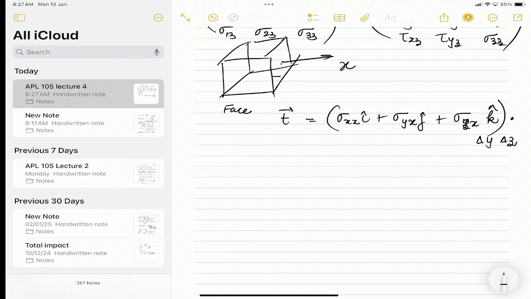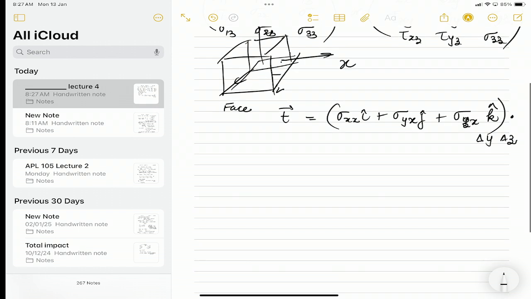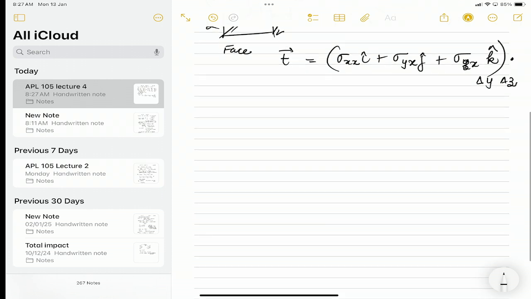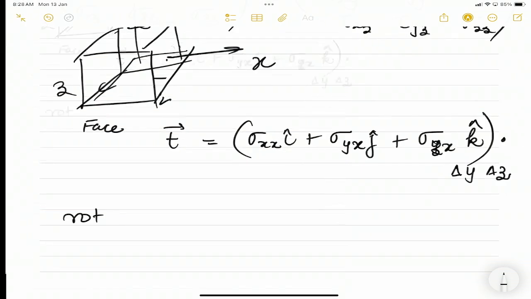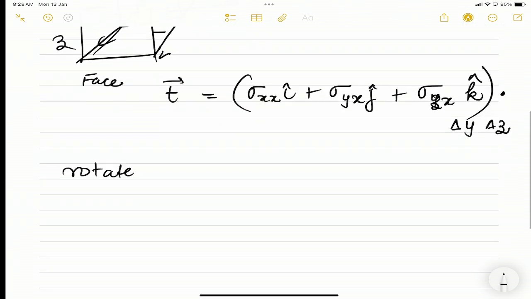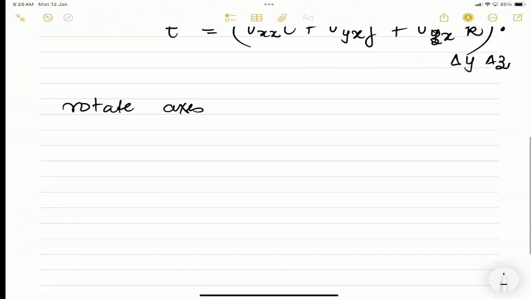This is the x-axis, so this is how we do this. This is x, y, z. So this is how we write this. Now, if we rotate the axis to x prime, y prime, z prime.